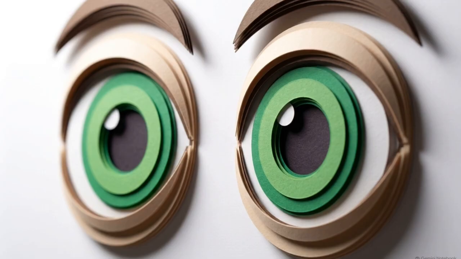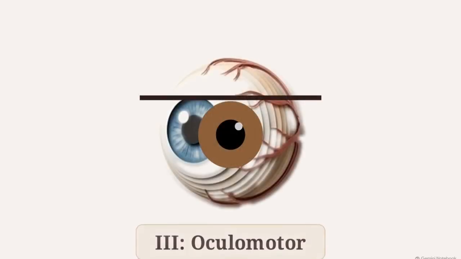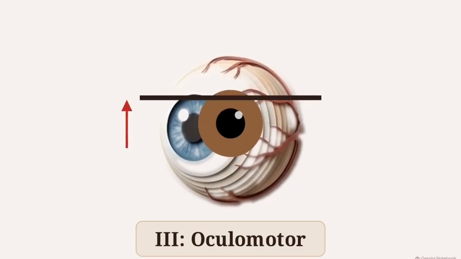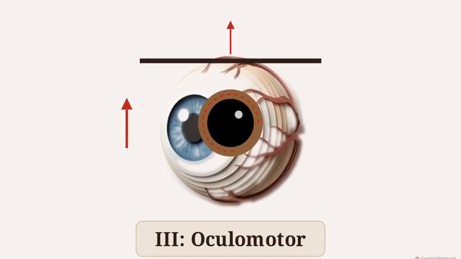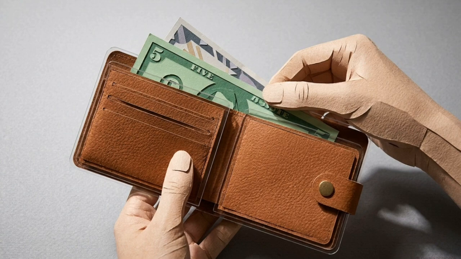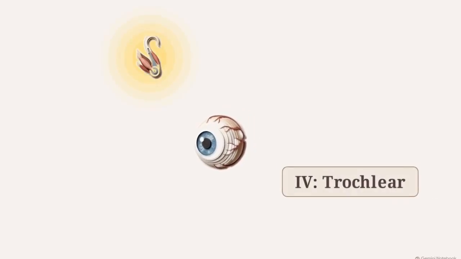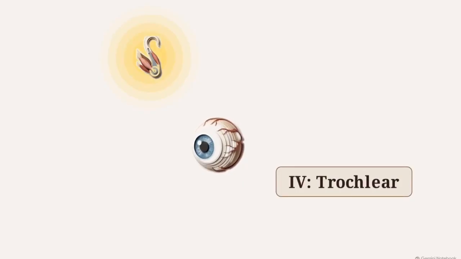Your eyes widen, your eyelids lift, and your pupils dilate at the sight of the cake. This physical reaction is driven by Cranial Nerve III, the oculomotor nerve, which controls eye movement, eyelid elevation, and pupil size. You look down and inward at your wallet to see if you have enough cash for a slice. That specific downward and medial gaze is the work of Cranial Nerve IV, the trochlear nerve.